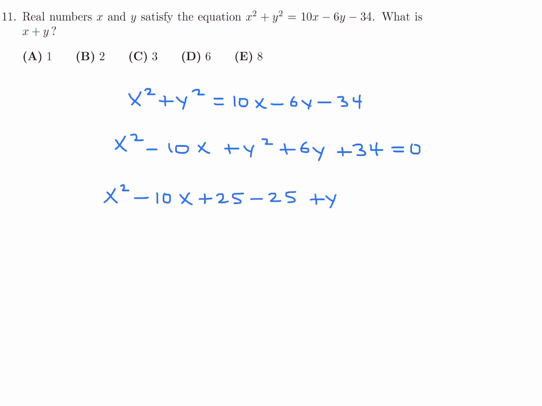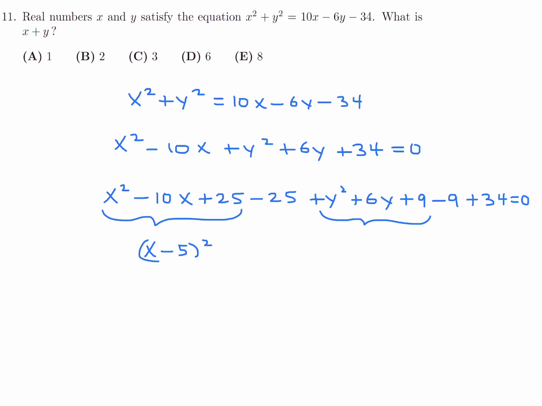And very similarly, take half of that and square it. 3 is half of 6. If you square it, you get 9. And then immediately subtract that 9 and plus 34. What that allows you to do is factor these guys right here very nicely. You get x minus 5 squared, and here you get y plus 3 squared.